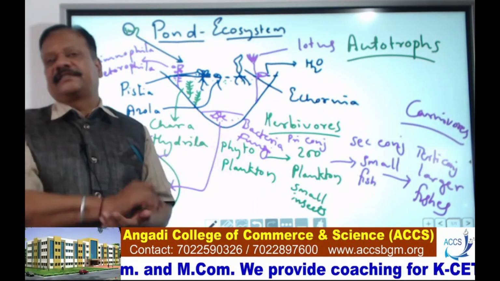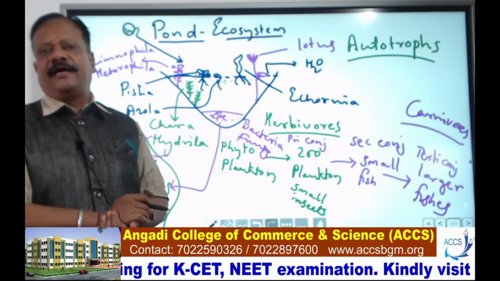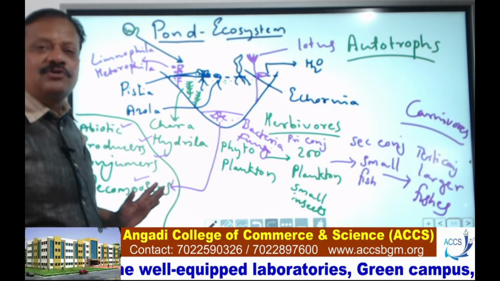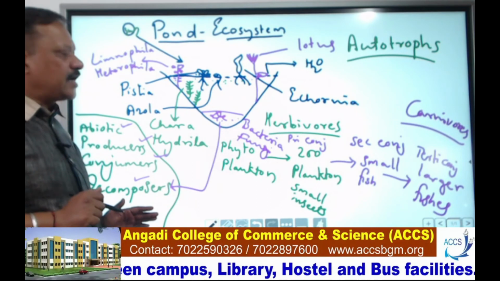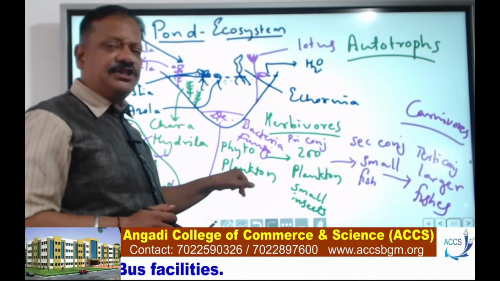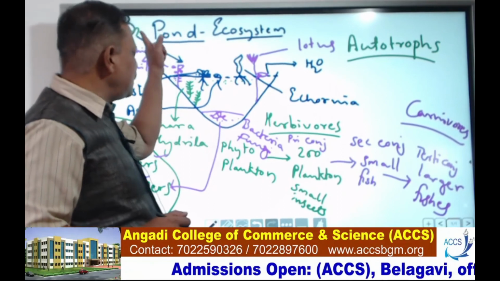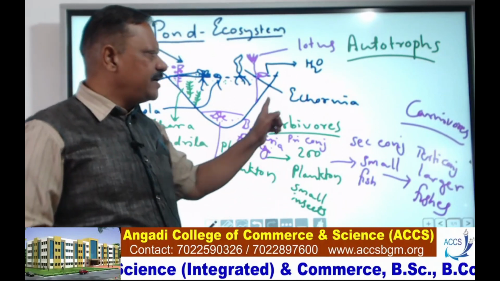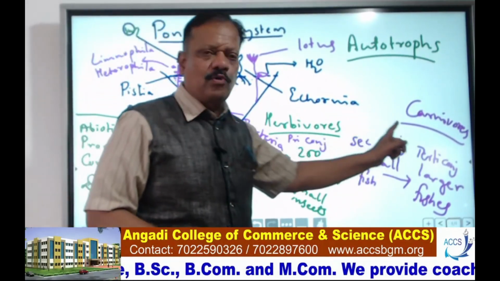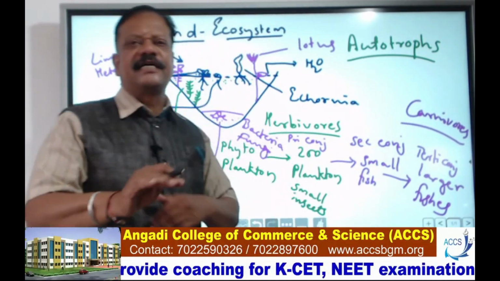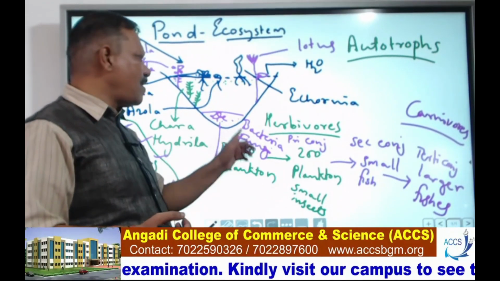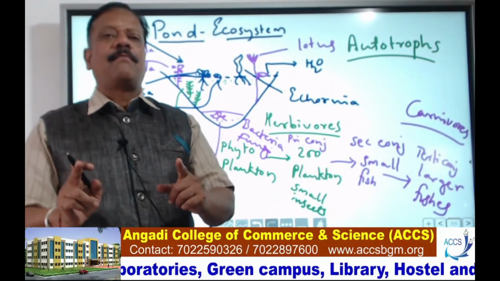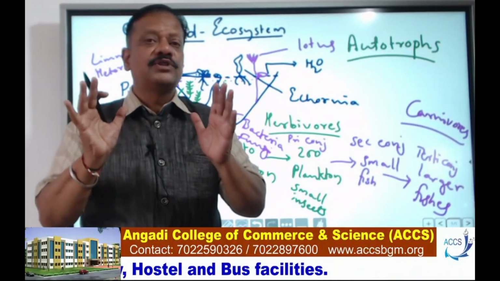So any ecosystem, friends, any ecosystem you take, in those ecosystems, these are the four important parts you are observing. Okay, so in this way, the energy flows from the sun to the plants, from the plants to the primary consumer, from primary to secondary consumer, from secondary to tertiary consumer. Finally, it is again added to nature with the help of decomposers. So in this way, you are observing one example, that is the pond ecosystem.